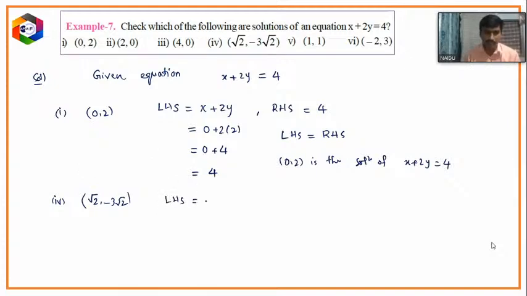So what is LHS? Again, x plus 2y. This is the same. So what is the value of x here? In the given question, x is root 2, plus 2 into what is the y? Minus 3 root 2. Here, this is root 2. Now, while multiplying, this is an irrational number, and this is rational. Rational and irrational upon multiplication, we have to multiply the rational parts and irrational parts separately.